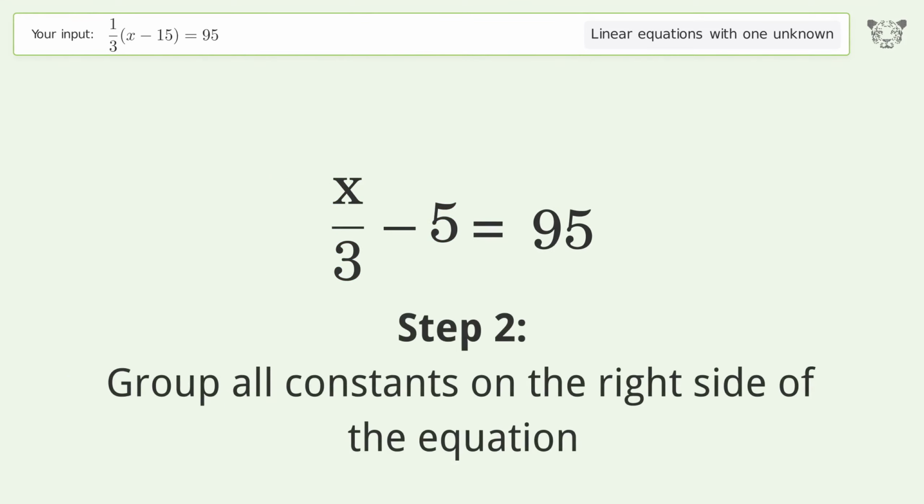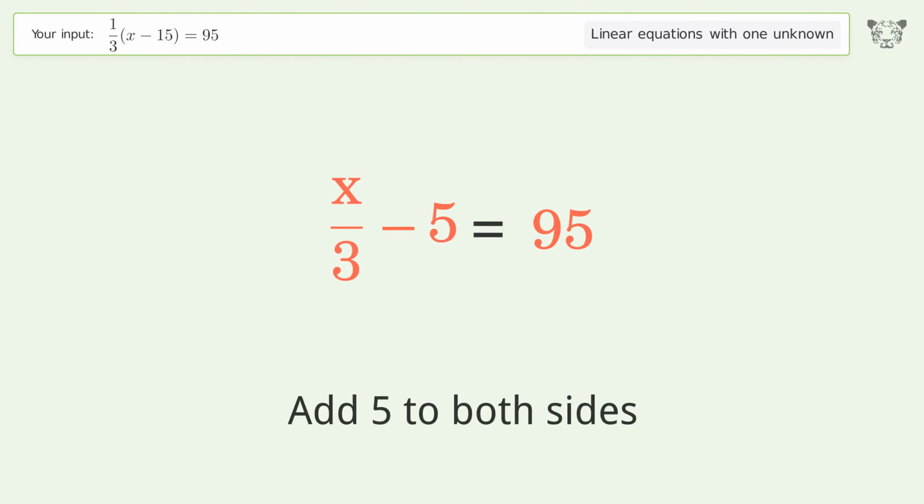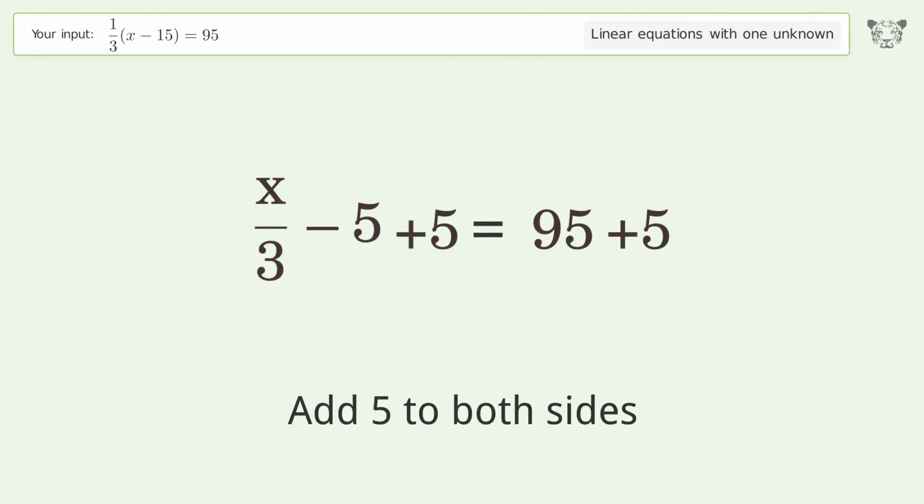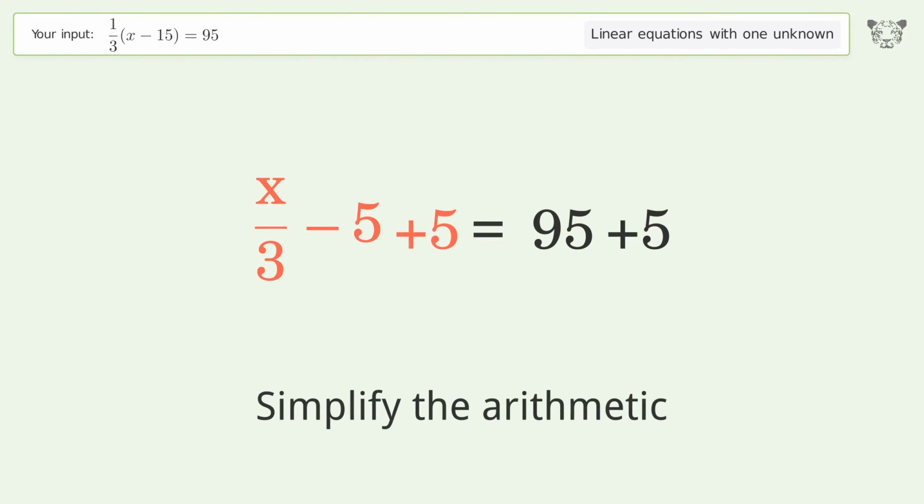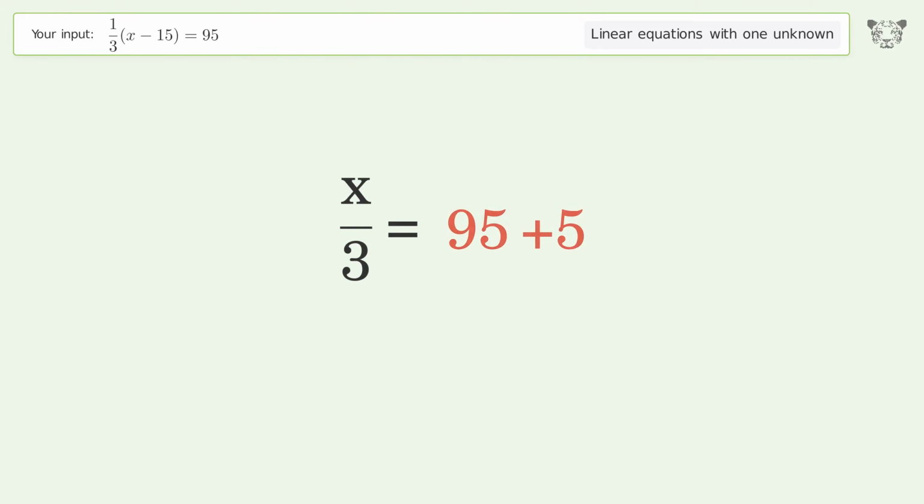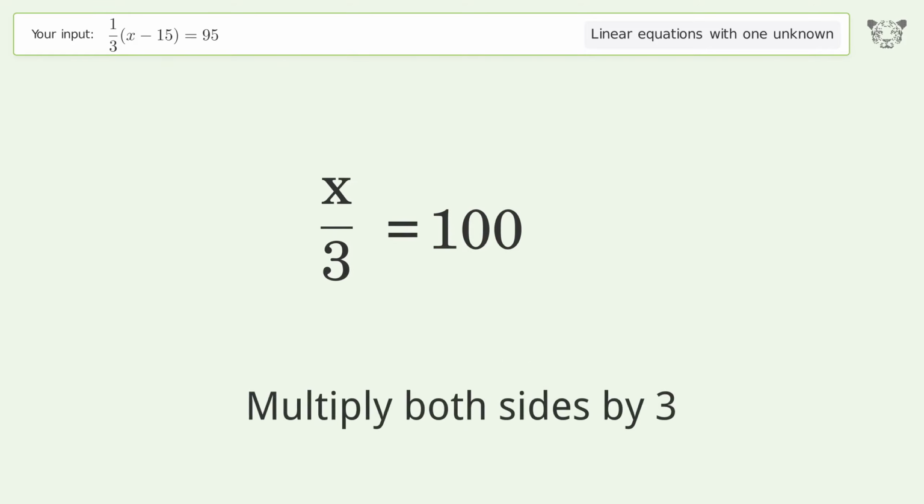Group all constants on the right side of the equation. Add 5 to both sides. Simplify the arithmetic. Isolate the x. Multiply both sides by 3.